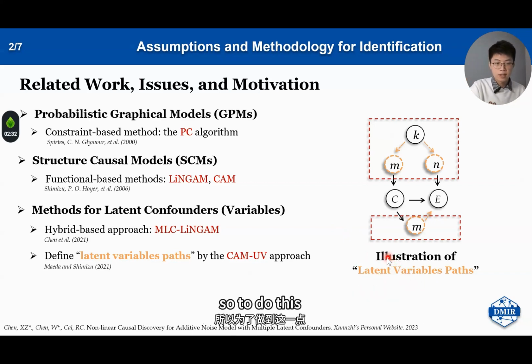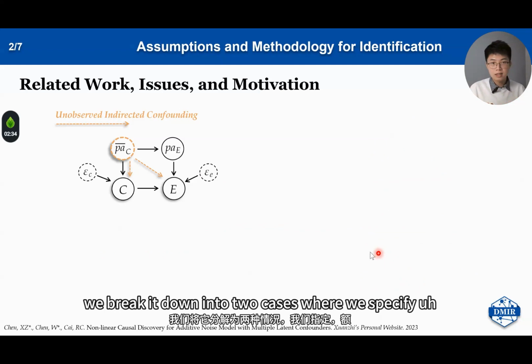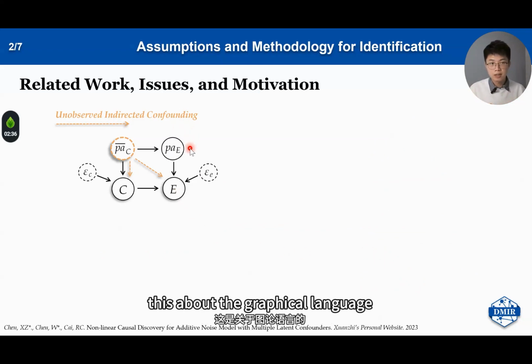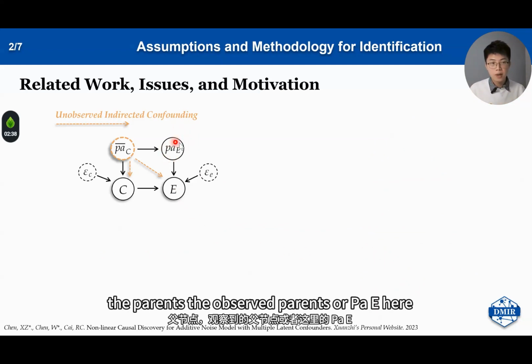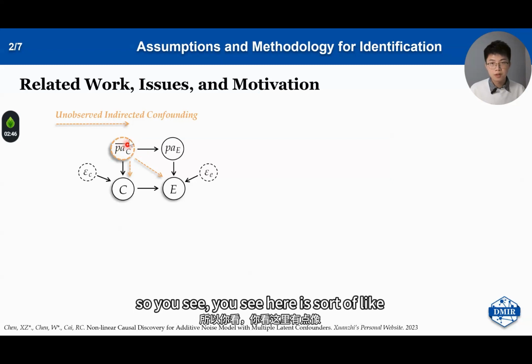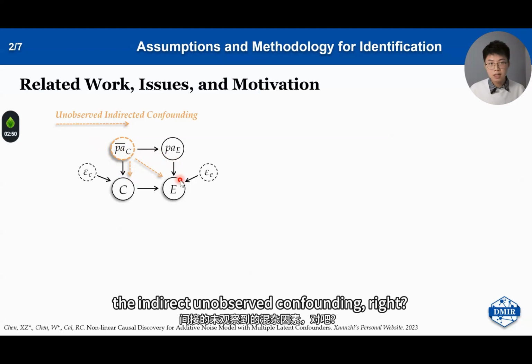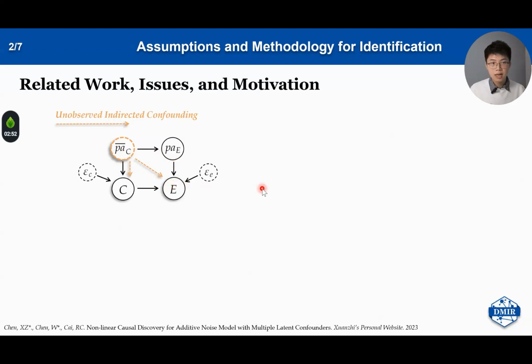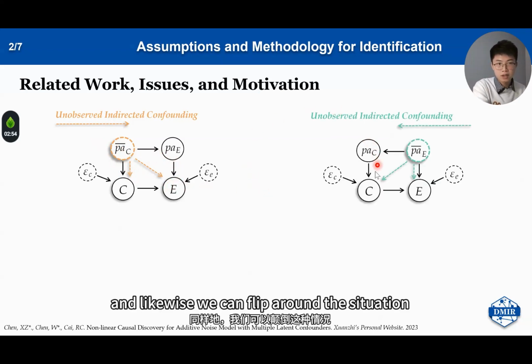So to do this, we break it down into two cases, where we specify, in graphical language, the observed parents, or PA_E here, and the unobserved parents, or PA_C bar here. So you see here is sort of an indirect unobserved confounding, right? And likewise, we can flip around the situation.